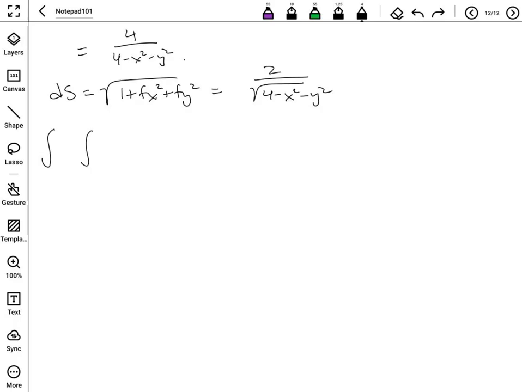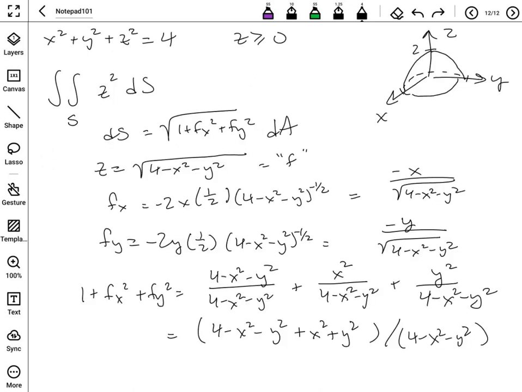So then I've got dA right there. And so I can replace my ds with 2 over root 4 minus x squared minus y squared dA. And then I had z squared here before, but I'm converting this into an integral over an area, specifically this area down here.